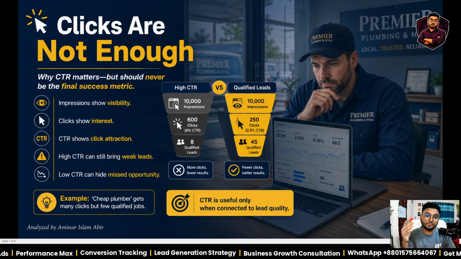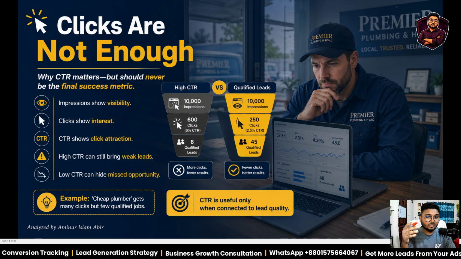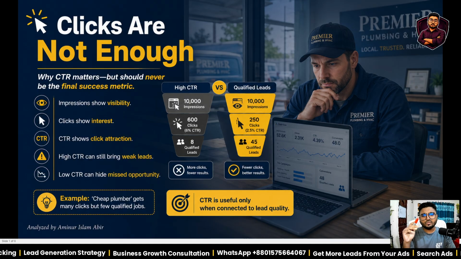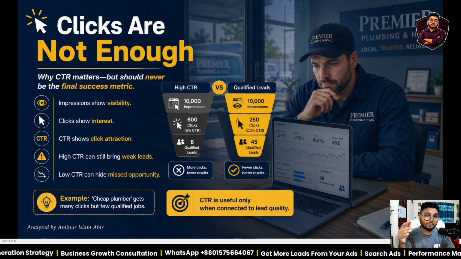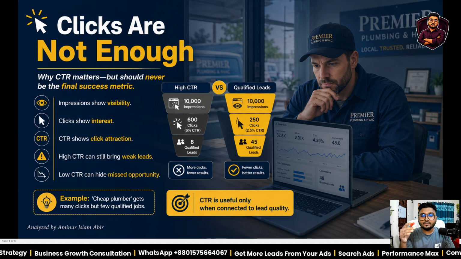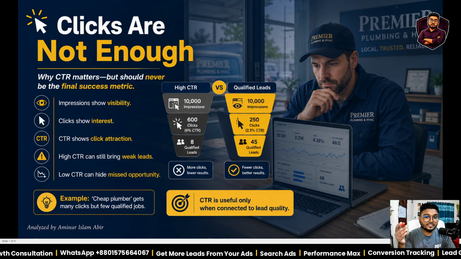The opposite can also happen. A campaign may have a low CTR because the ad is too general, poorly matched, or missing a clear benefit. That may be a missed chance. So do not only ask how many people saw the ad, ask did the right people click. CTR becomes useful when it is connected with search intent, lead quality and customer result. Now let's define CTR and where to review it.